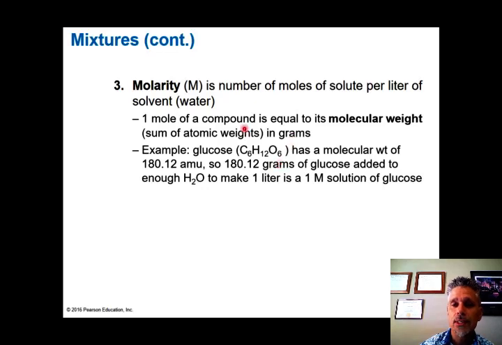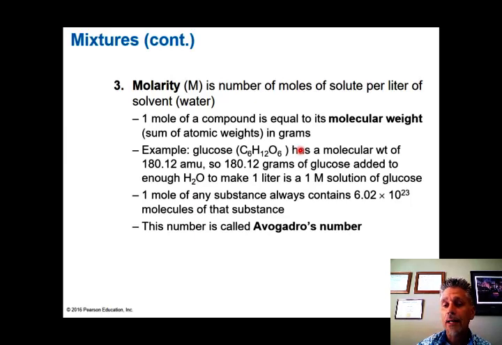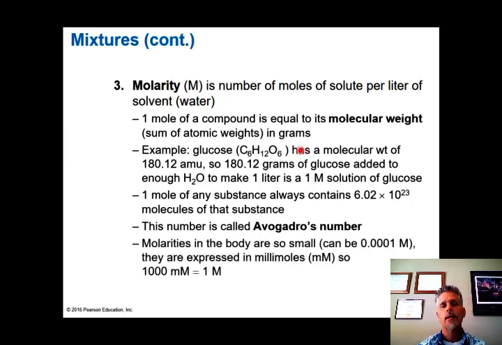So again, it has to do with the size of the particles, or the size of the molecules, or in this case, the compound. And 1 mole of any substance always contains 6.02 times 10 to the 23 molecules of that particular substance. That's Avogadro's number. You've maybe heard of that. Not avocados, but Avogadro's number. So we won't get into calculating any of that.